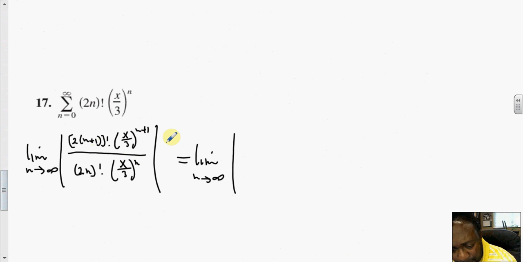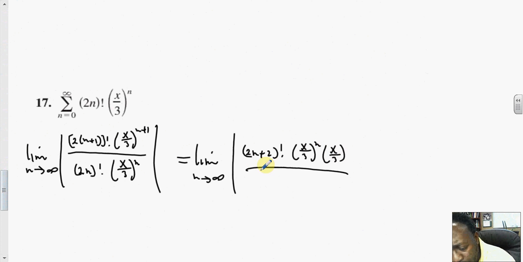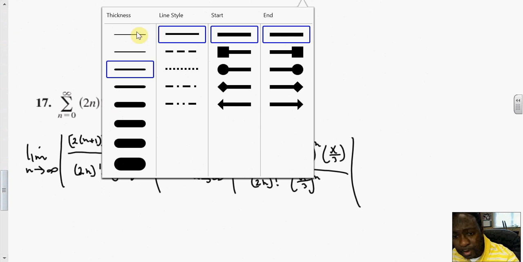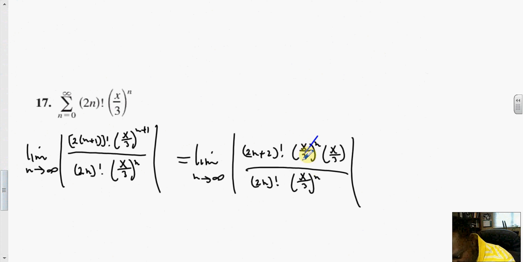Well, I still write everything out. This is 2n plus 2 factorial. That's the next term because these are even values. This is x over 3 to the nth times x over 3, all over 2n factorial times x over 3 to the nth. Now, this is simplified. This guy goes out. I need to simplify this 2n plus 2 factorial, because that's 2n plus 2 times 2n factorial. I get it, right?